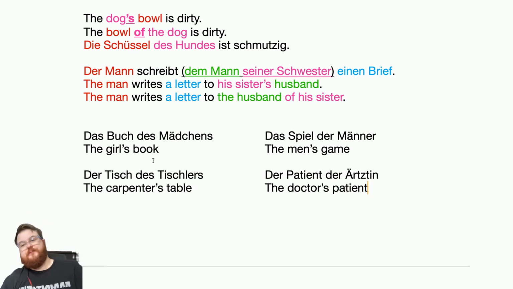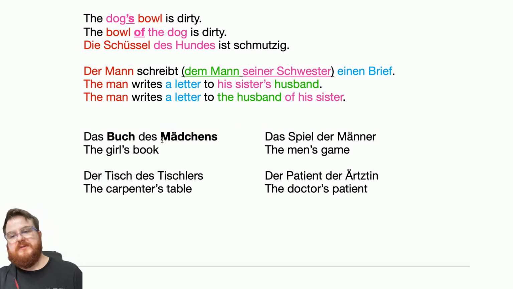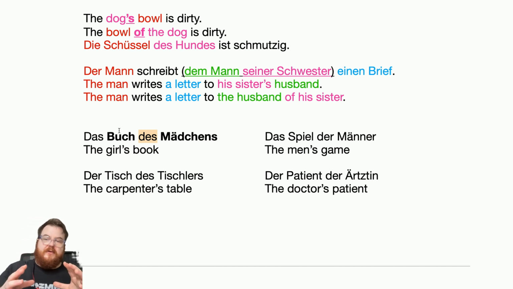Okay, so the genitive will link 2 nouns together. Look here, we've got Buch and then we've got Mädchen. And linking those 2 nouns is the word des. And that's our genitive right there. So the book belongs to the girl. It's the book of the girl.